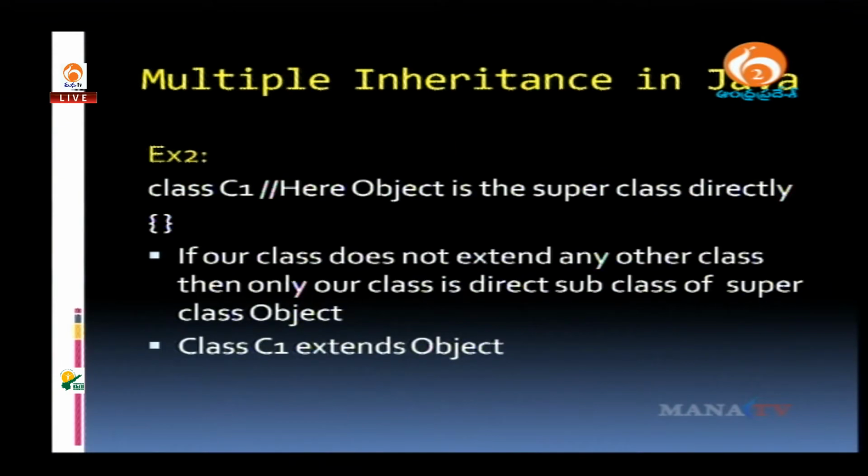In case any interviewer says that from Object's point of view, Object is a superclass for every class, though we are extending another superclass too, we have to say that it is not multiple inheritance, it is multi-level inheritance. If our class does not extend any other class, then only our class is a direct subclass of Object. Class C1 extends Object means C1 is a direct subclass of Object.